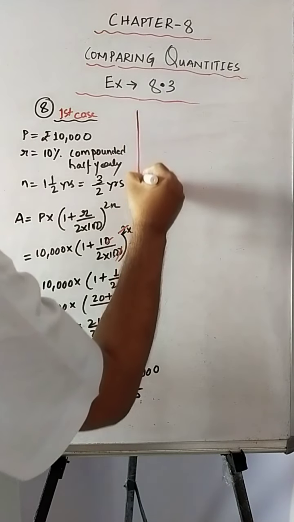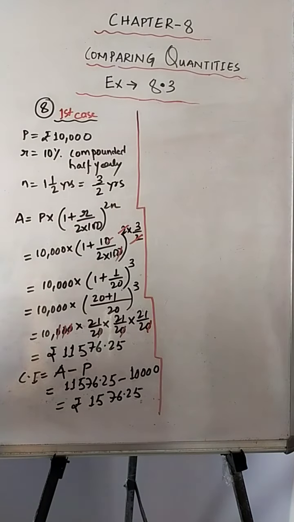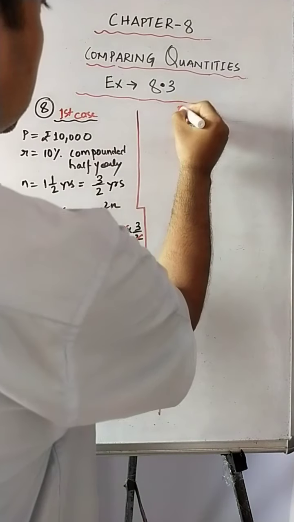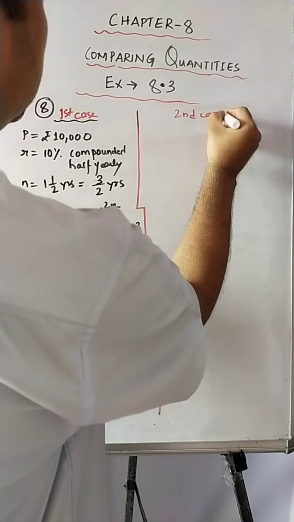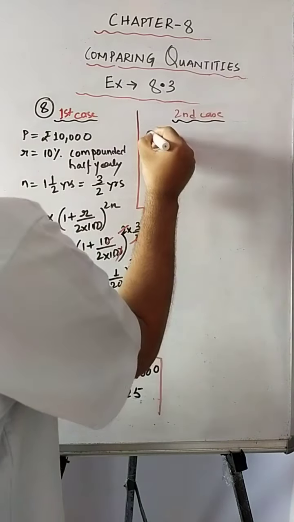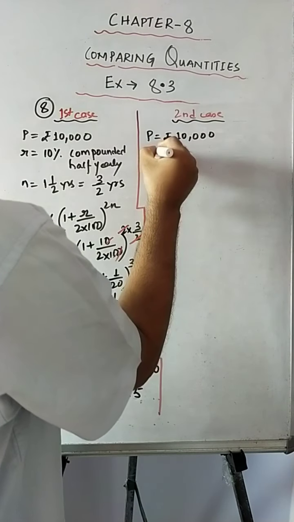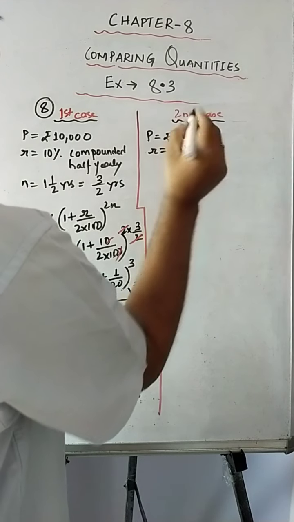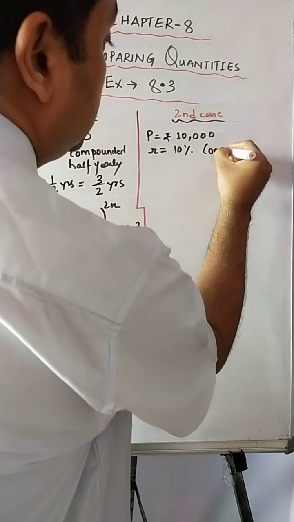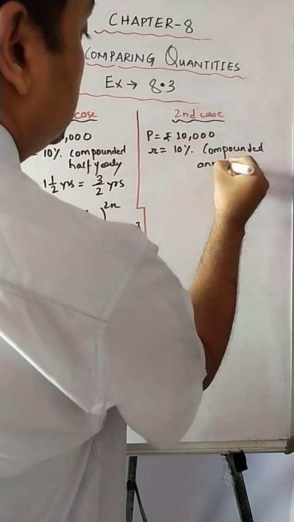So we'll just give one dash here. Okay, now let's calculate it. Now for the second case, principal will be the same, that is rupees 10,000. Okay, rate would also be the same, 10%, but previously it was compounded half yearly. Now we have to write compounded annually. Compounded annually, students.